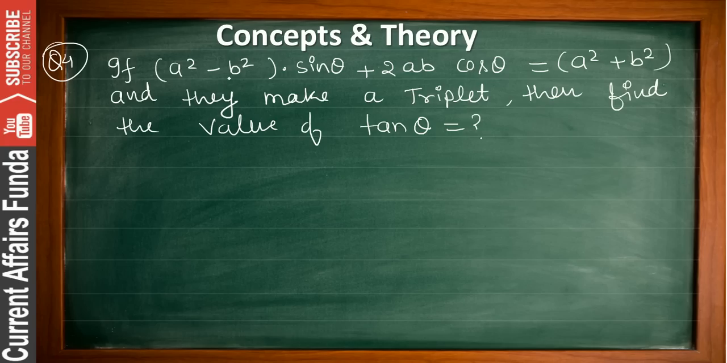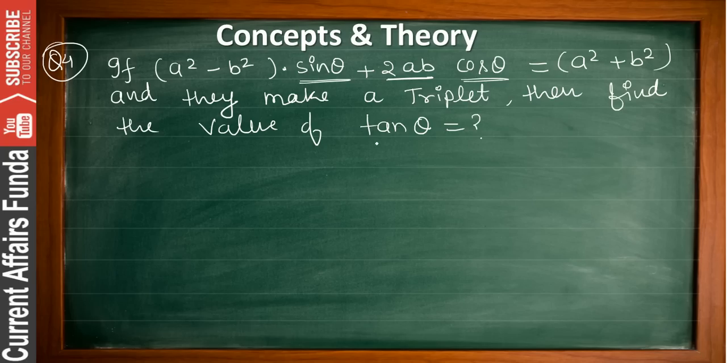If a square minus b square multiplied with sin theta, this is the coefficient of sin theta, plus 2ab cos theta, this is the coefficient of cos theta, that is 2ab, that is equal to a square plus b square, and they make a triplet, okay, that is already given here. Then find the value of tan theta here.